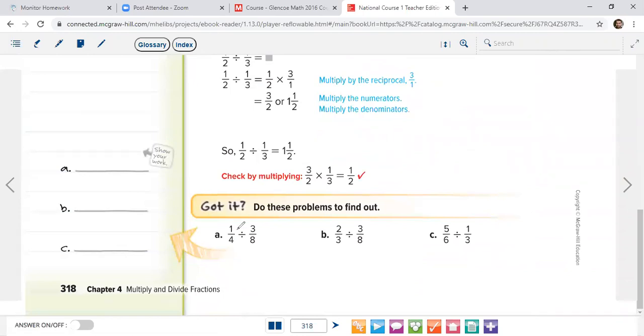So what we are going to do is we keep the first fraction as 1 over 4. Division will be multiplication, and we flip the second one as 8 over 3. Now we can use cancellation. Divide by 4 is 1, divide by 4 is 2. So the answer will be 2 over 3.